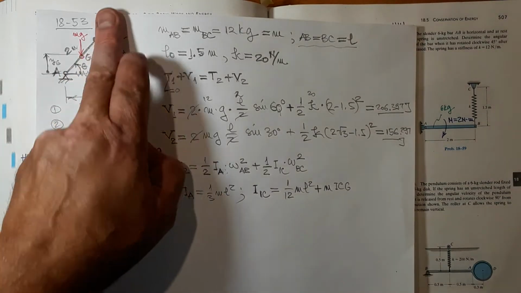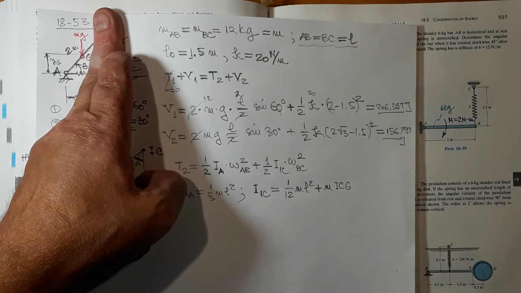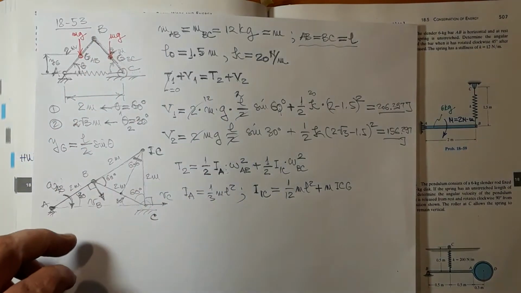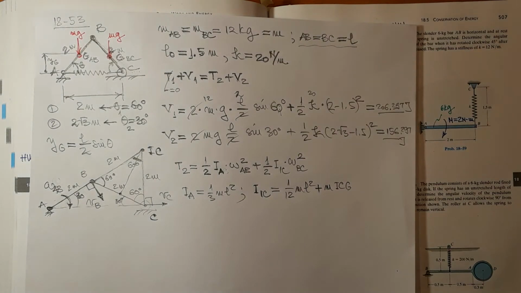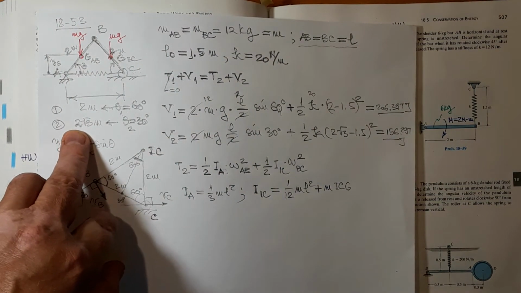How do we get it? You just take twice 2 meters times cosine of 30 degrees. Cosine of 30 degrees is square root of 3 over 2. So times 2, it's just square root of 3. And 2 is the length of the rod.